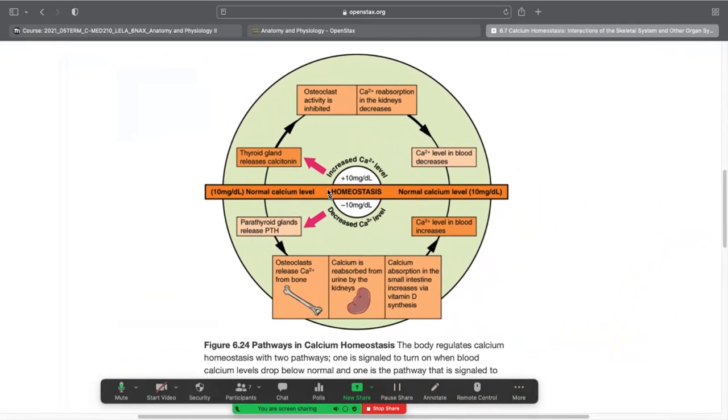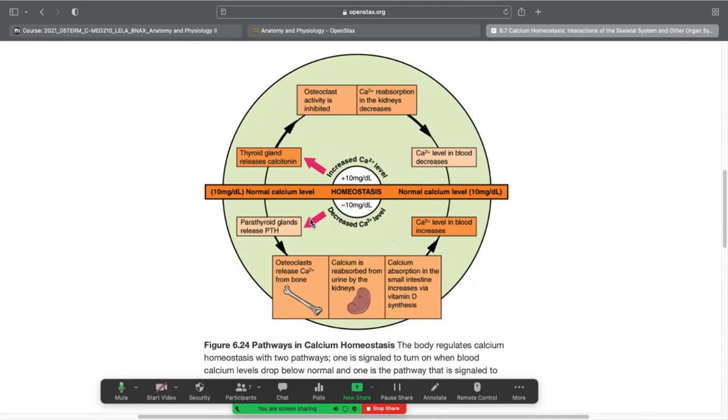Here is a classic homeostasis model. We already know that. So what happens? I have increased calcium level, right? Normal is around 10 milligrams per deciliter. Thyroid gland releases calcitonin. Osteoclast activity is inhibited. Calcium reabsorption in the kidneys is decreased. Then, therefore, the calcium blood level will decrease if I have too much. So if you look at here, the impetus is increased calcium level, greater than 10 milligrams per deciliter. So this thing will happen.